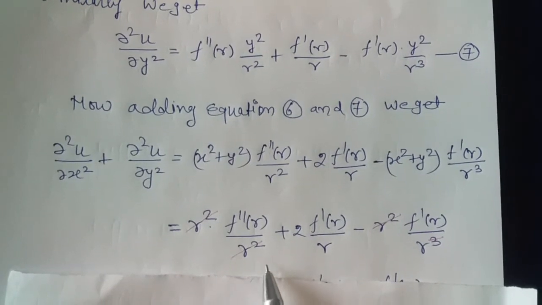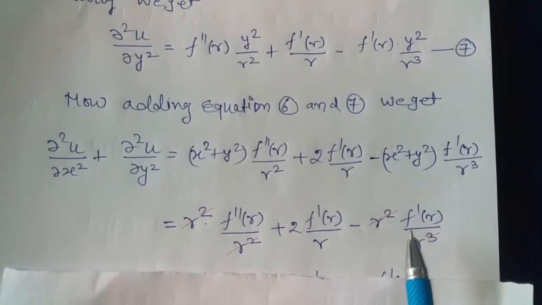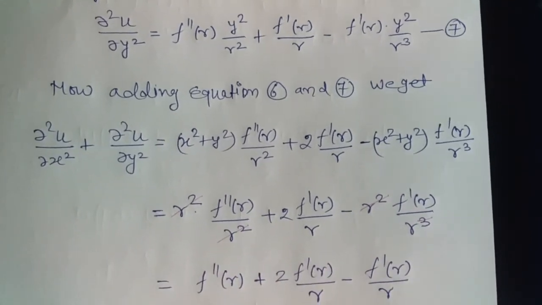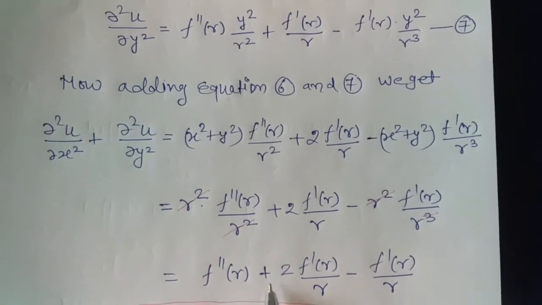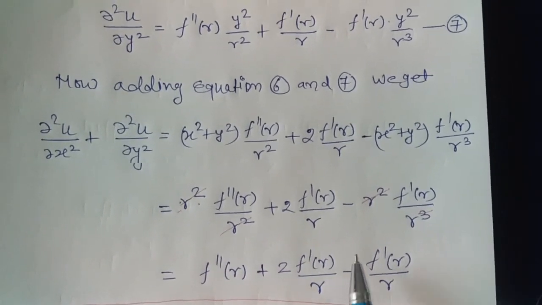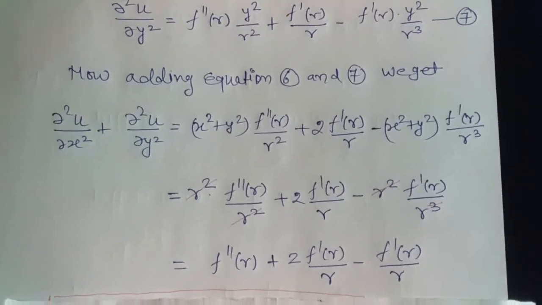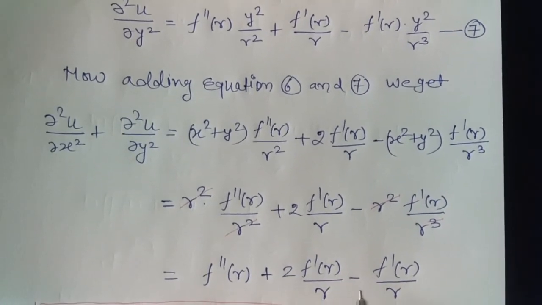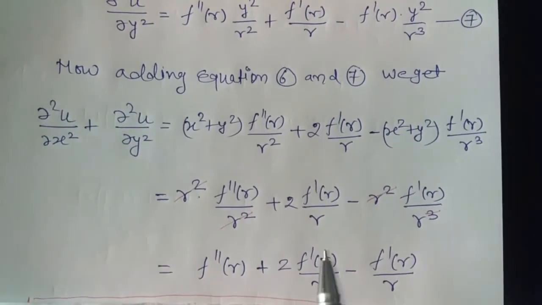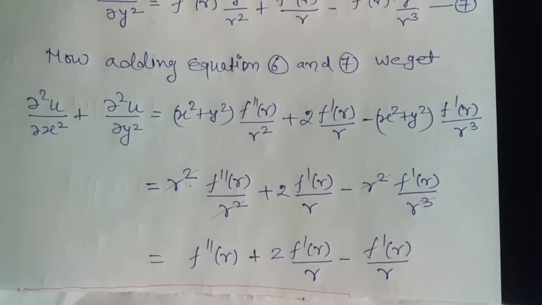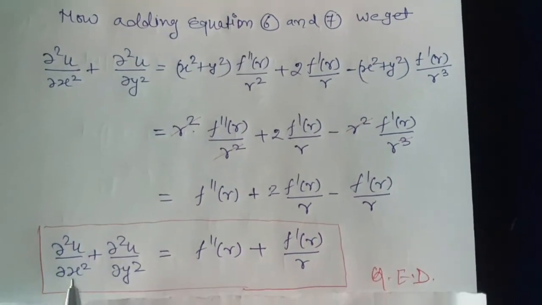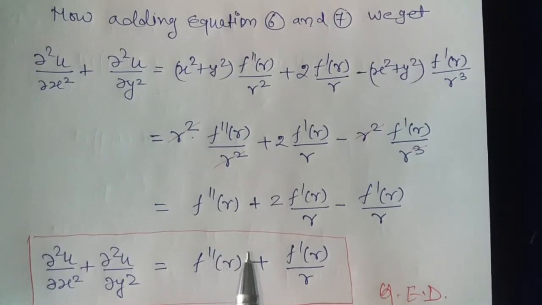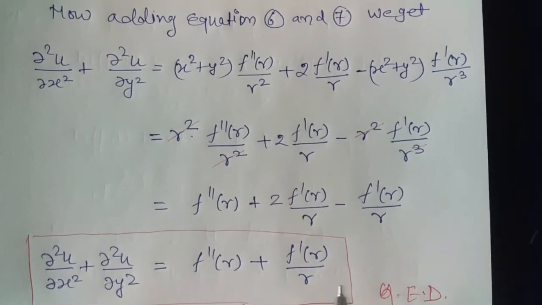Here r square and r square cancel, and here r square is cancelled by r cube, and we get 1 upon r. So we have f double dash r plus 2 times f dash r upon r minus f dash r upon r. Finally 2f dash r upon r minus f dash r upon r gives f dash r upon r. So del 2u by del x2 plus del 2u by del y2 is equal to f double dash r plus f dash r upon r.